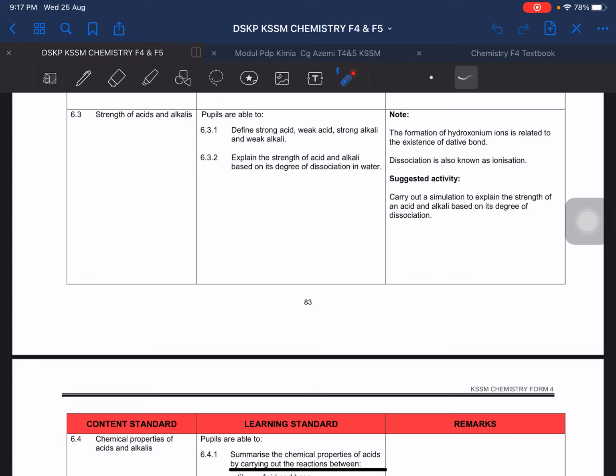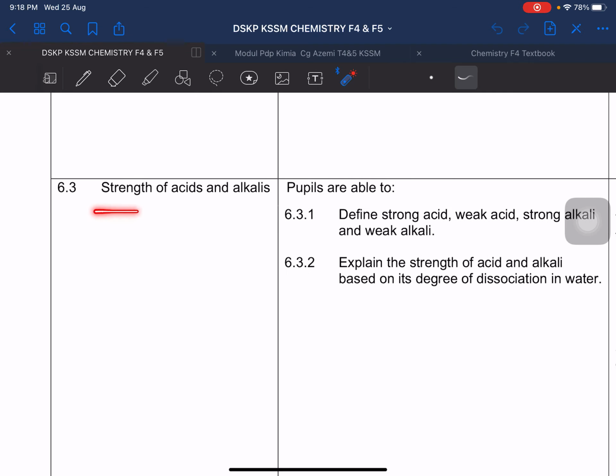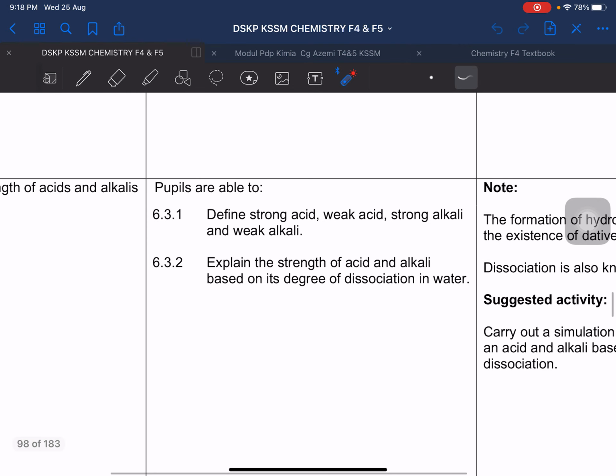Hello class, in this video I'm going to teach you the subtopic Strength of Acids and Alkalis, kekuatan asid dan juga alkali. So in this lesson you will be able to define strong acid, weak acid, strong alkali and weak alkali. Ada asid yang kuat, ada asid lemah, ada alkali kuat dan alkali yang lemah.